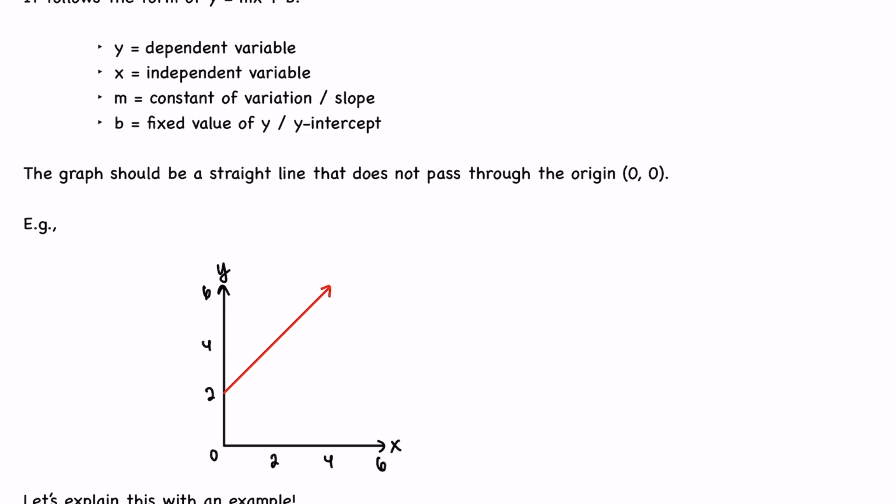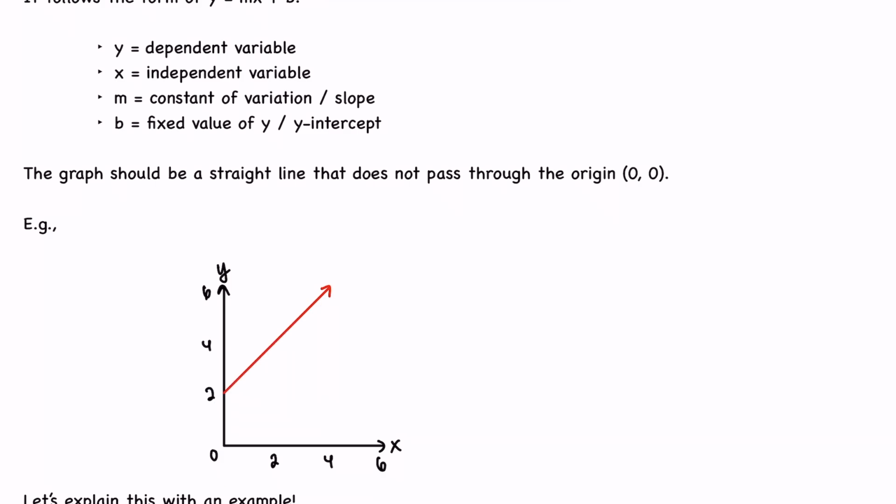So the graph should be a straight line that does not pass through the origin, and that's because y varies partially because of that mx portion, so that determines the steepness of the line. And it also varies partially because of that b value, so that y-intercept. And that's a value that gets added on regardless. So you can see here, no matter what x is, if it's 0, 2, 4, 6, you always have this base value of 2 added on to whatever else.